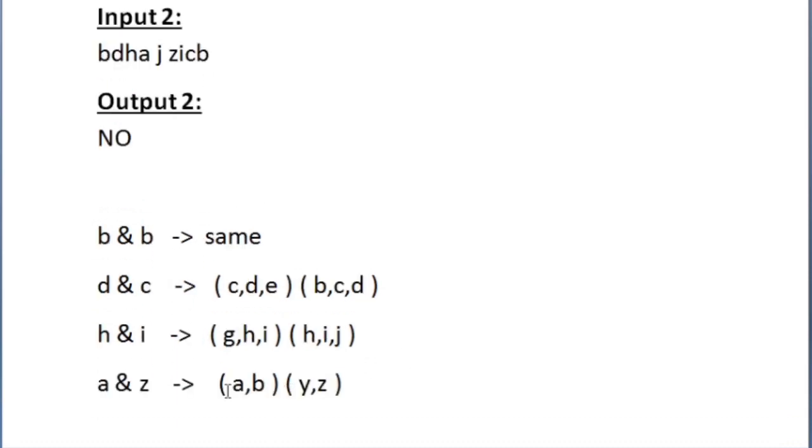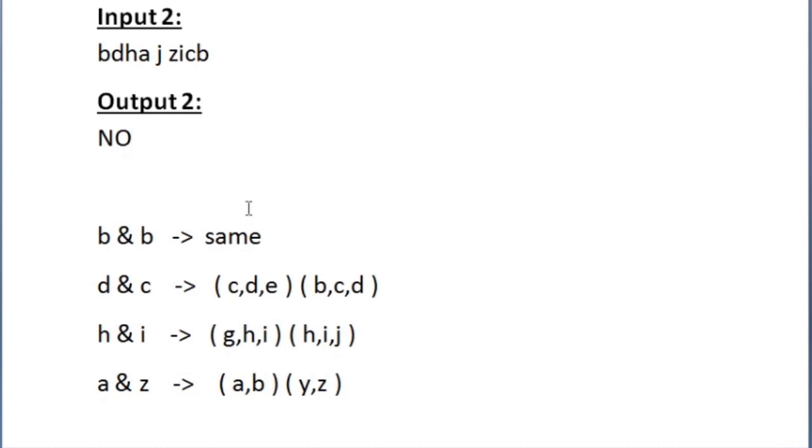So here out of these two sets we can see that there are no characters common in them. So we won't be able to form a palindrome. We fail at this condition. So we are printing no as our output. So this is how we are going to solve this problem.